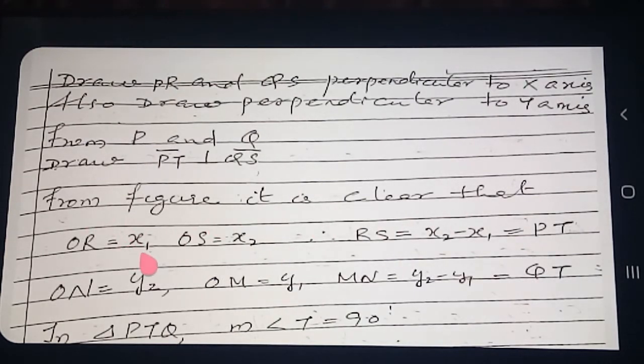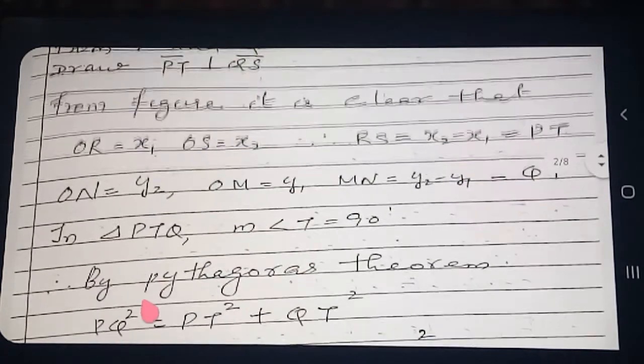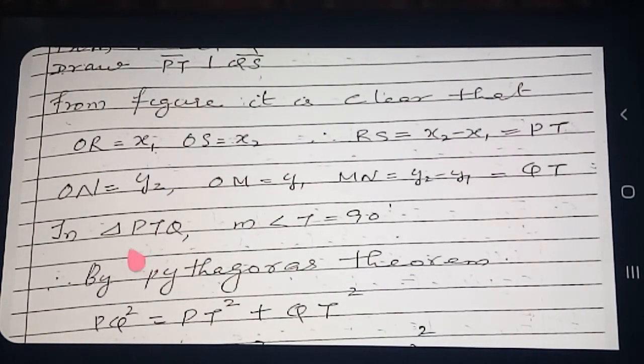So OR is equal to X1, OS is equal to X2, RS is X2 minus X1, that is the same as PT, and ON is Y2, OM is Y1. Therefore MN is equal to Y2 minus Y1, that is equal to QT. Now we are going to apply the Pythagoras theorem. What is the Pythagoras theorem saying? In triangle PTQ, angle T is 90 degrees. If T is 90 degrees, PQ is the hypotenuse.